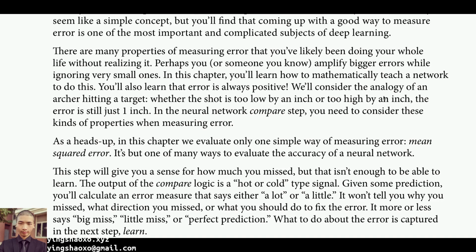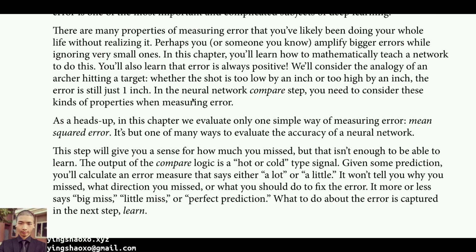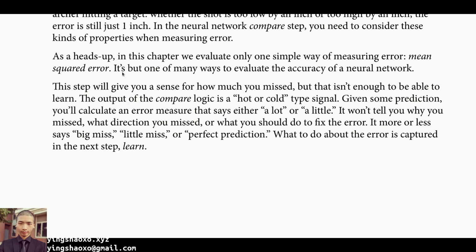We will consider the analogy of an archer hitting a target. Whether the shot is too low by an inch or too high by an inch, the error is still just 1 inch. In the neural network compare step, you need to consider these kinds of properties when measuring error. As a heads up, in this chapter, we evaluate only one simple way of measuring error, mean squared error. It's but one of many ways to evaluate the accuracy of a neural network.